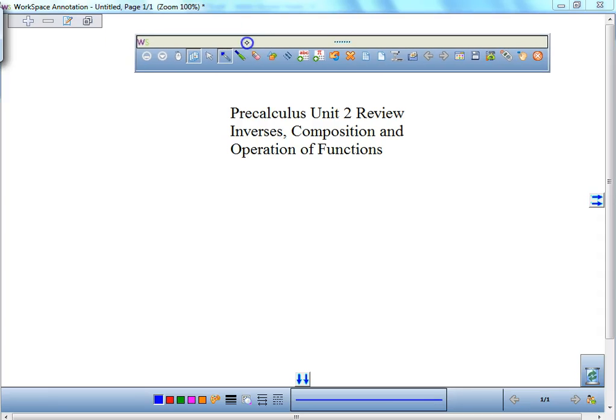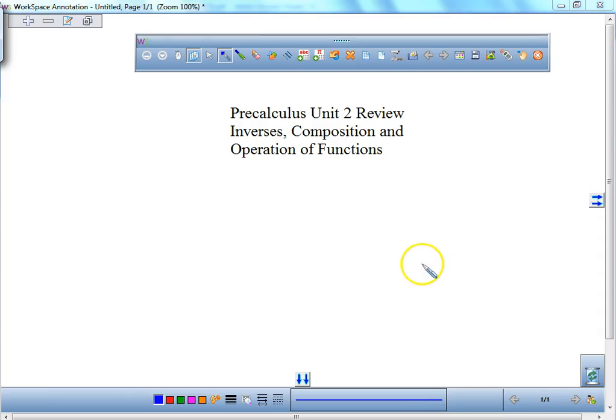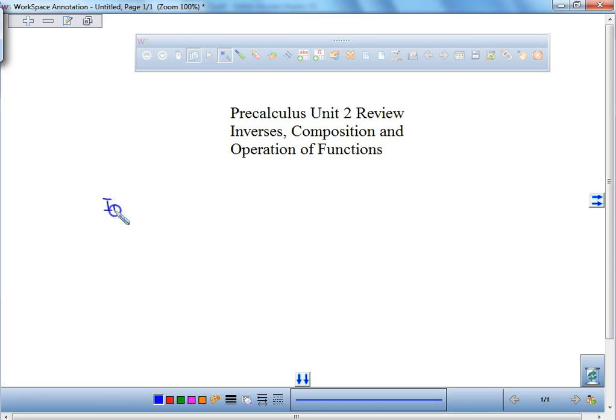All right, so this review is meant to help you with a quiz if you're in my class that deals with inverses, composition, and operations of functions. So what I'd like you guys to do right now is we're going to start with inverses. All right? We are going to do 3 different inverses of functions.